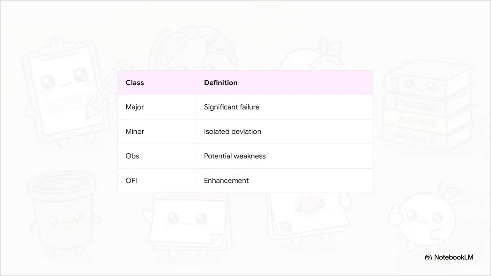Think of these classifications a bit like medical triage. It helps management instantly grasp the severity and the impact of an environmental risk. A major nonconformance is a significant failure, like, say, storing hazardous waste without any secondary containment. That's a direct regulatory violation. A minor nonconformance is more of an isolated deviation, maybe a single missing label on a waste bin, where the overall risk is pretty low.